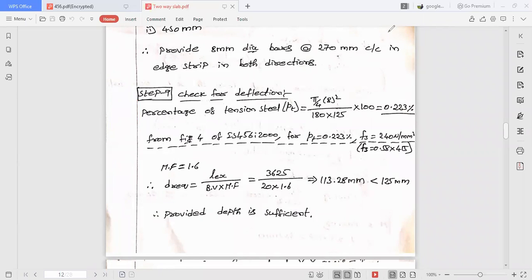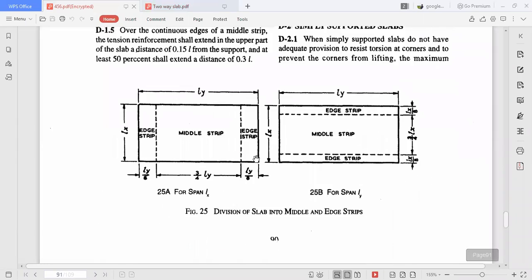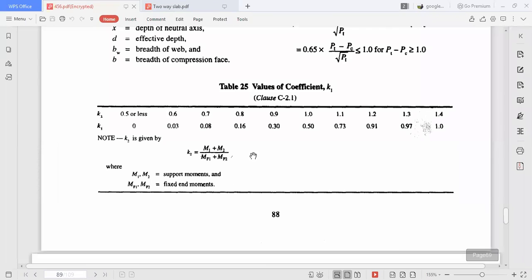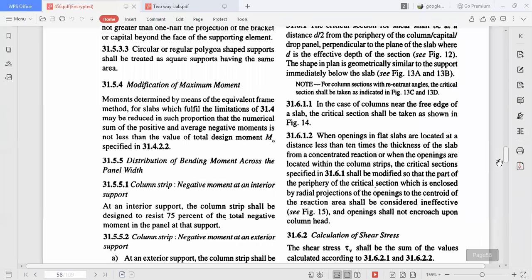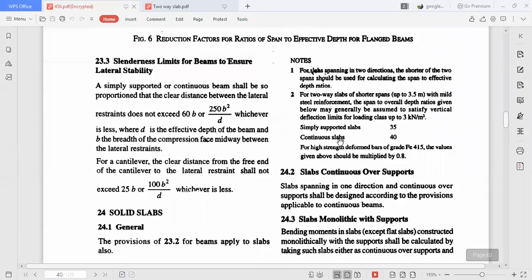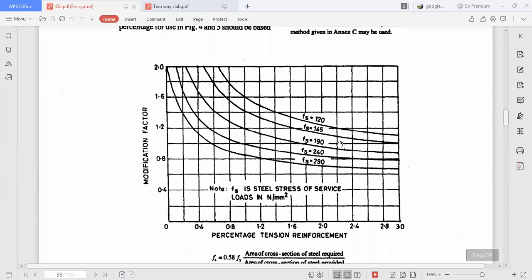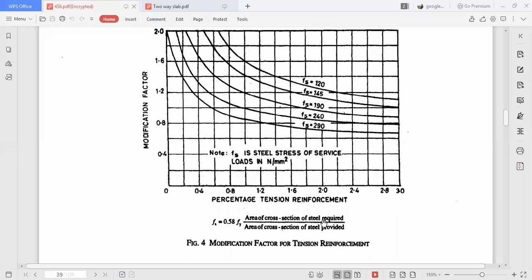Now for 0.2 percentage of steel, what is modification factor? I think it is page number 37 or 38. Yes, it is page number 38. Out of this, which graph I need to consider?